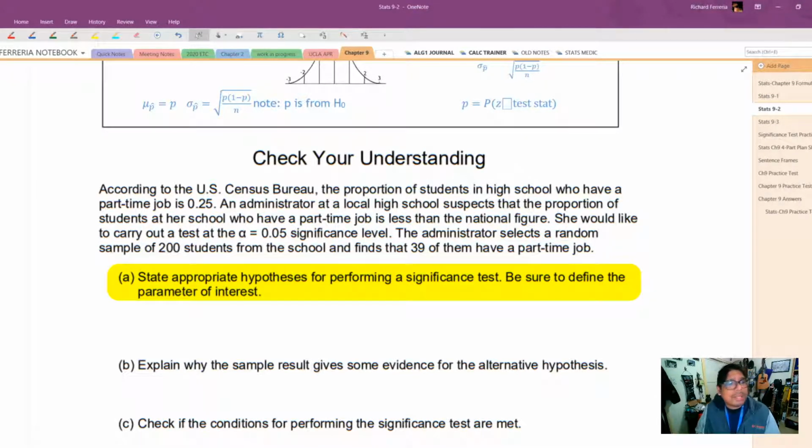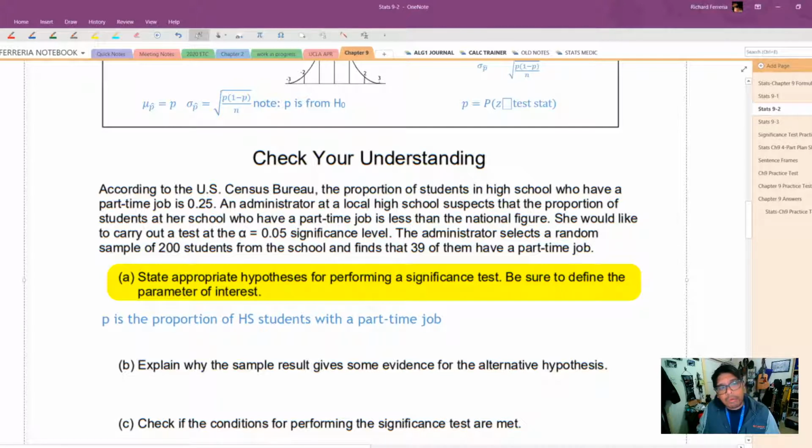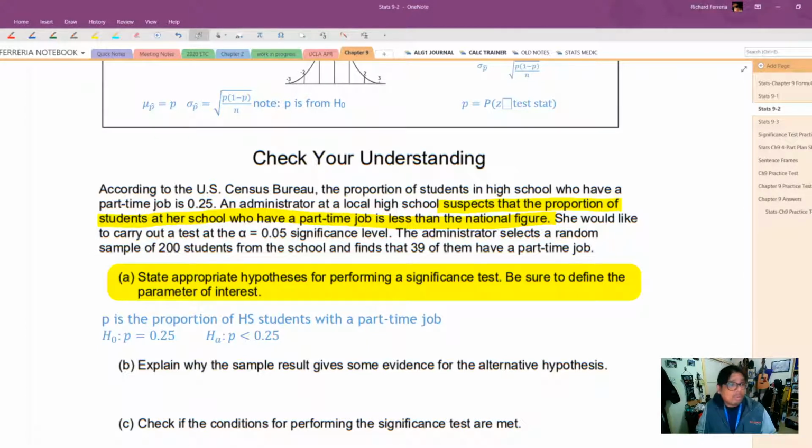Part A. State the appropriate hypotheses for performing the significance test. Be sure to define the parameter of interest. So right away, p is the proportion of high school students with a part-time job. H naught is p equals 0.25 and HA is p is less than 0.25. Remember that the administrator suspects that the proportion of students at her high school who have a part-time job is less than the national figure. And that's why we have less than 0.25.